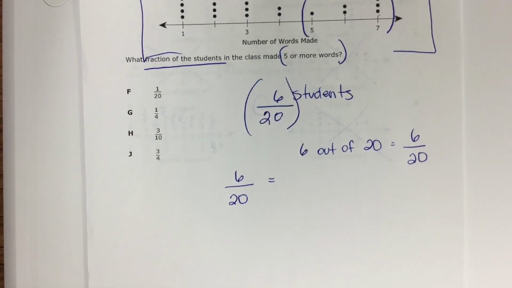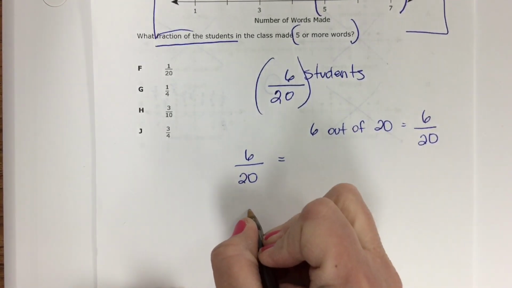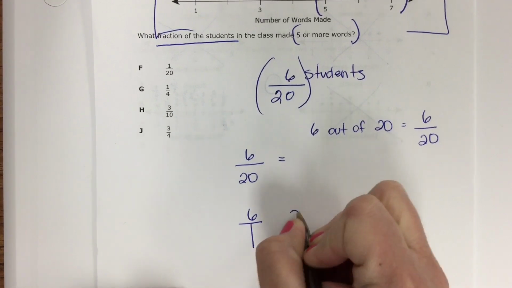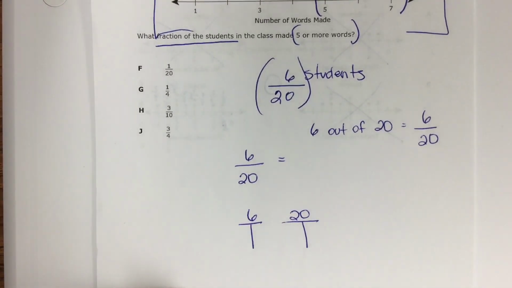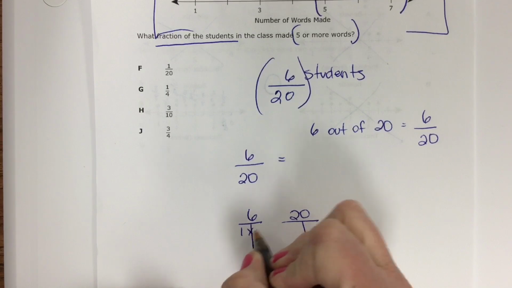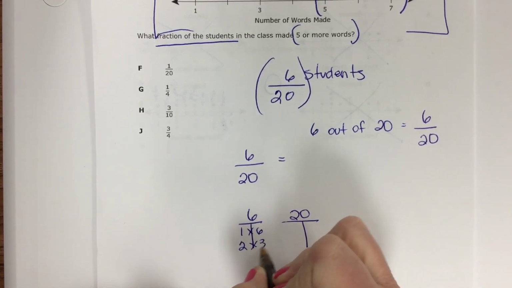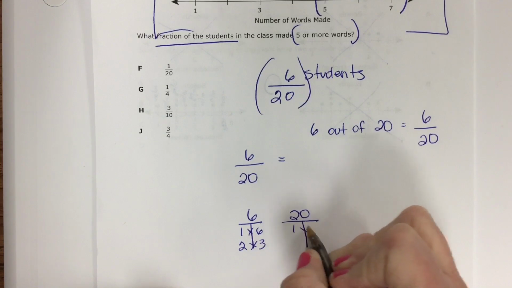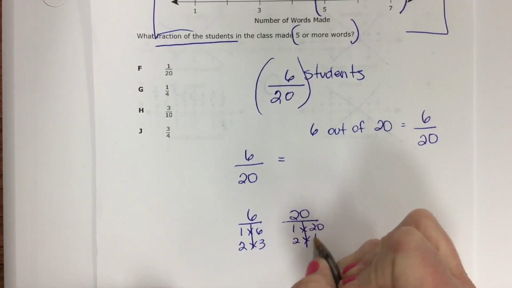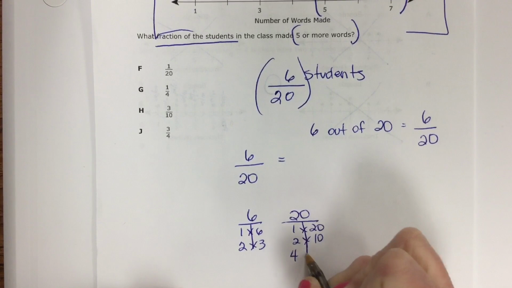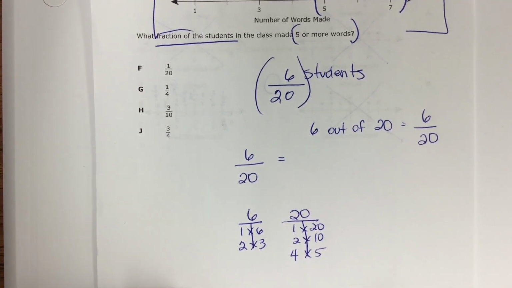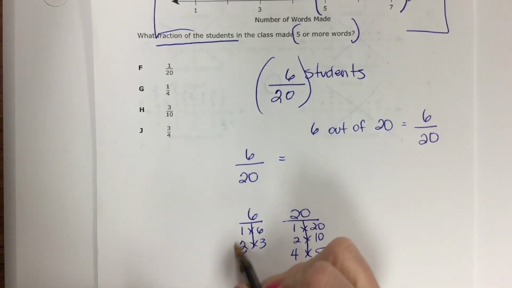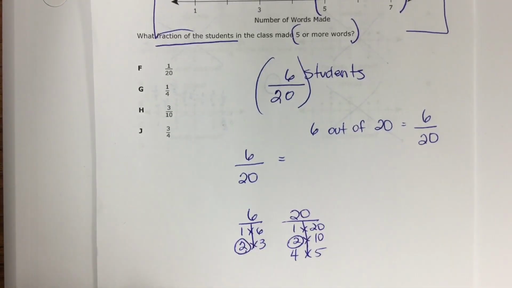And to reduce, if you think back to our lessons on reducing fractions, you have to make a T-chart for the two numbers, the numerator and the denominator. 1 times 6 equals 6, and 2 times 3 equals 6. 1 times 20, 2 times 10, and 4 times 5. Those are the numbers that they all have in common. And then we look for the greatest common factor, which is the biggest number they both have in common. Okay, so they both have a 2, and that's the biggest number they both have in common.